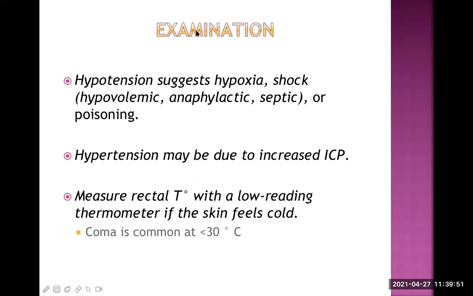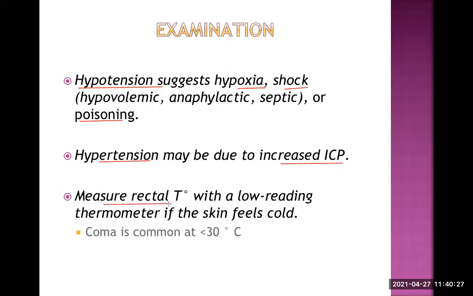Now, hypotension along with coma. Hypotension along with coma suggests hypoxia again, shock, any type of shock: hypovolemic shock, anaphylactic shock, septic shock, neurogenic shock, or poisoning. Hypertension along with coma may be due to raised ICP, okay, or hypertension along with coma may be due to a severe rise in blood pressure, which is associated with hemorrhagic type of stroke. That is also there.